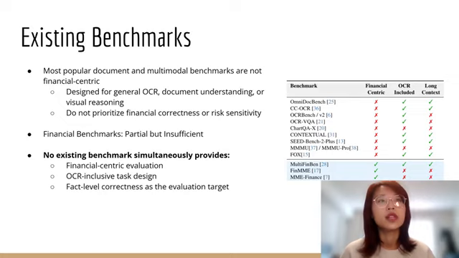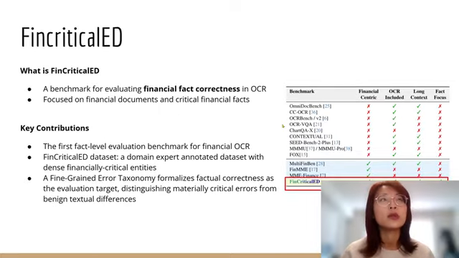Therefore, there are currently no existing benchmarks that simultaneously provide the following three: financial-centric evaluation, OCR-inclusive task design, and fact-level correctness as the evaluation target. That's why we're thinking, why not just unify those three things together? And that's why we introduce FinCriticalED. FinCriticalED stands for Financial Critical Error Detection. It is a benchmark for evaluating financial fact correctness in OCR. It focuses on financial documents and critical financial facts.